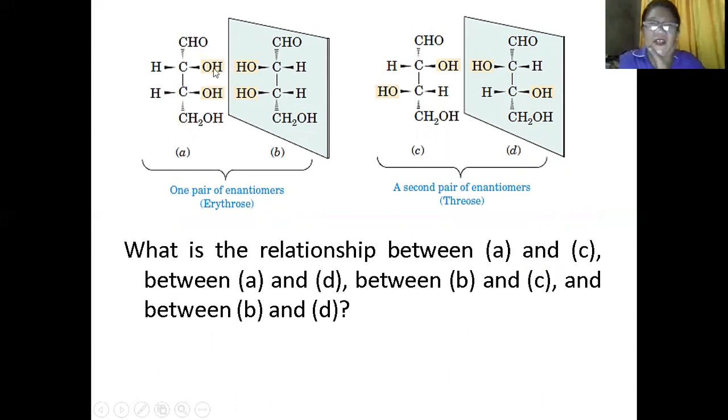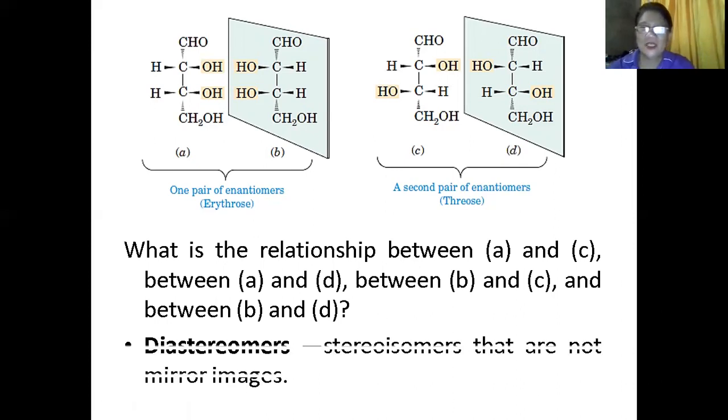A and C, no. The OH is arranged differently. A and C are non-superposable. Then A and D, no, they are non-superposable. A and C are not mirror images. Then B and C, no. Then B and D, no. So all of them are not superposable with each other.